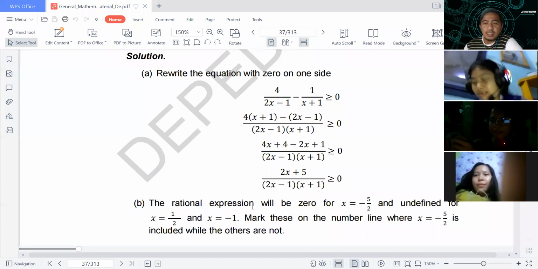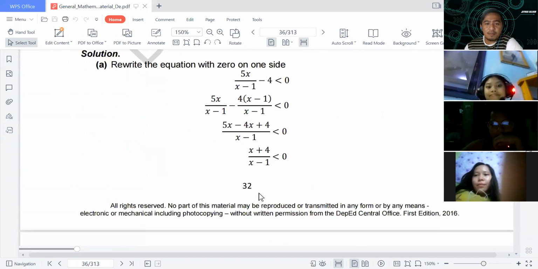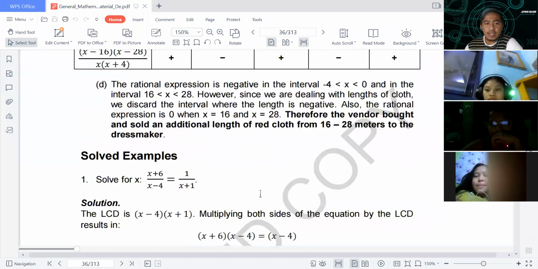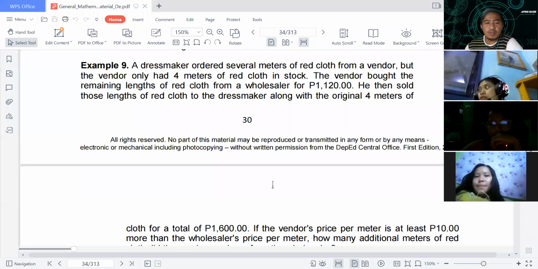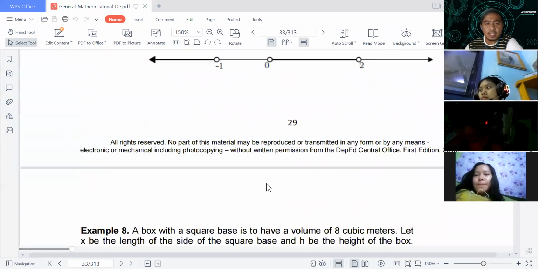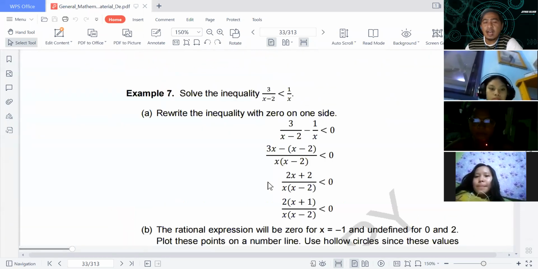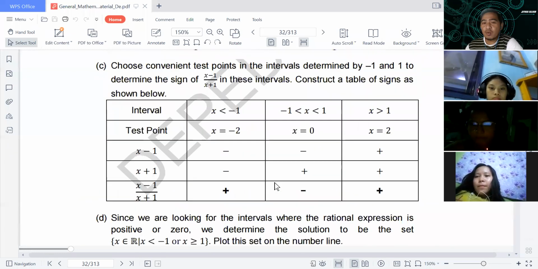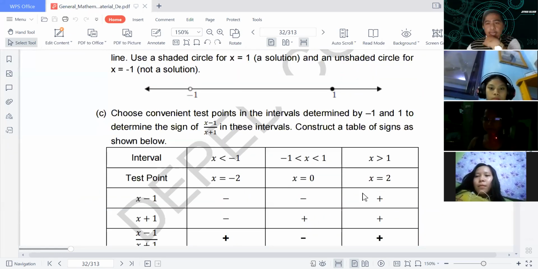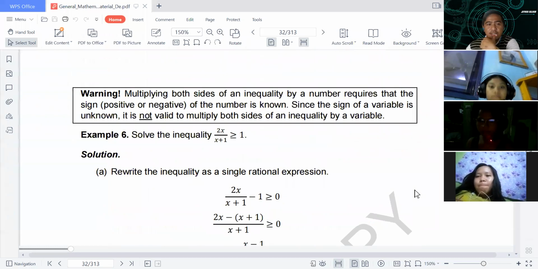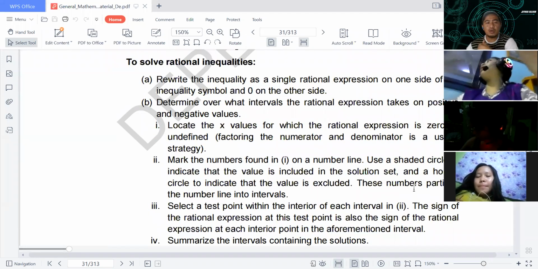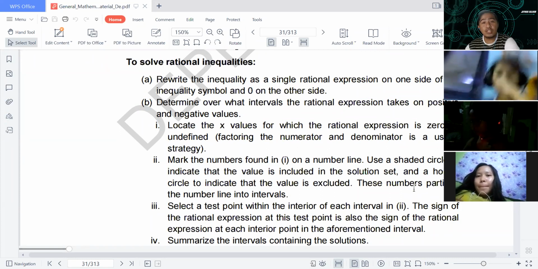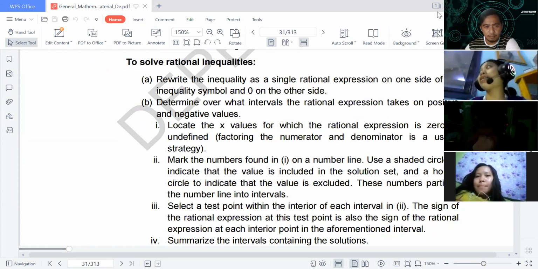Clear? So that is the process on how to solve the rational equation. The next topic that we will be having is how to solve rational inequality. This one has a few things you need to watch out for. Okay? So let's go to the steps. These are the steps on how to solve rational inequality.